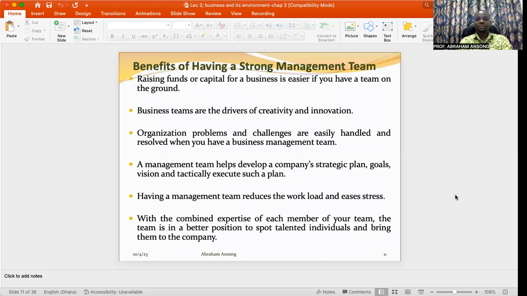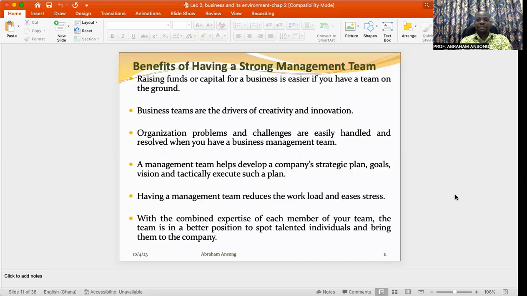Business teams or management teams are the drivers of creativity and innovation. Very, very important. If you are just one person, your ideas are limited to just you. But if you have a team, all things being equal, they are more likely to come up with innovative and creative ideas to help in the growth of the business organization. So it's also very important to have a management team because they will help in promoting creativity and innovation in the organization.